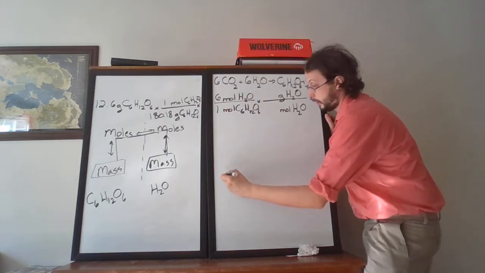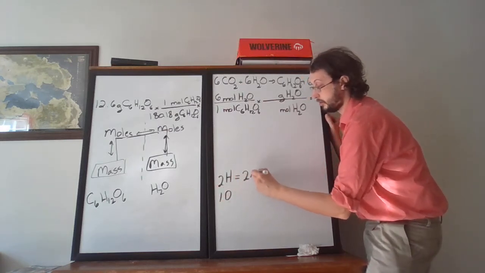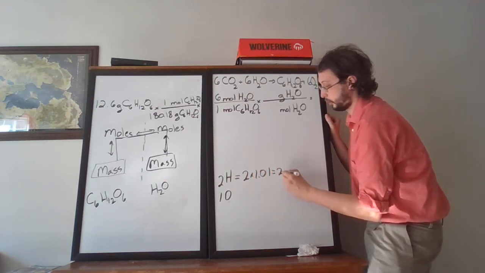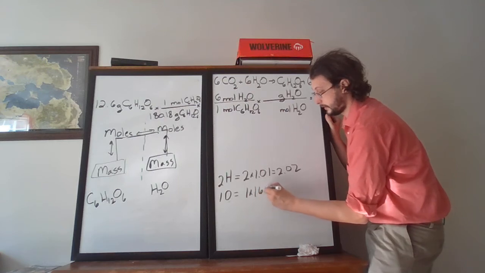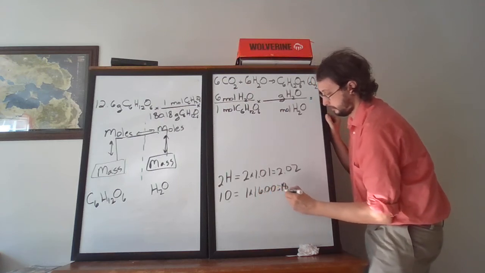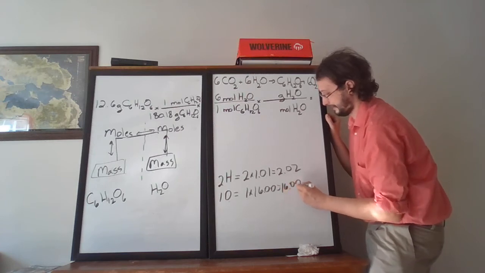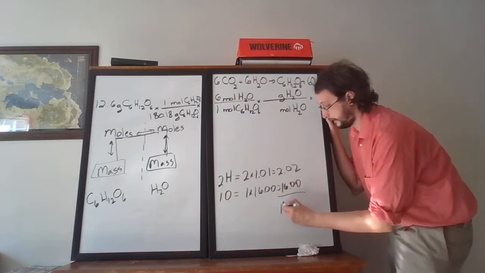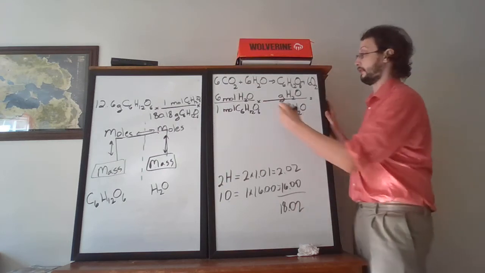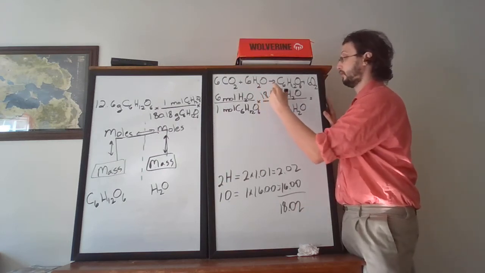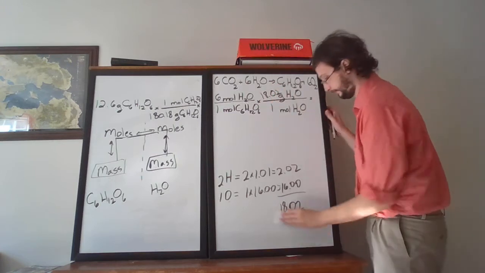So for the molar mass of water, we need 2 hydrogens and 1 oxygen. Each hydrogen is 1.01, so 2 times 1.01 is 2.02. Each oxygen is 16, so 1 times 16 is 16, getting ahead here. And when you add them up together, you get 18.02. And that's the number that goes with grams. So we have 18.02 grams of water and 1 mole of water.